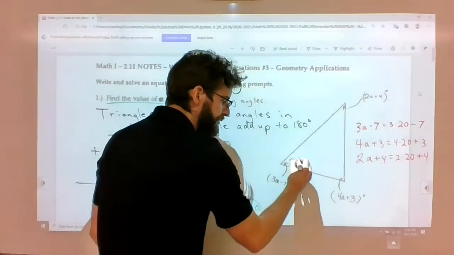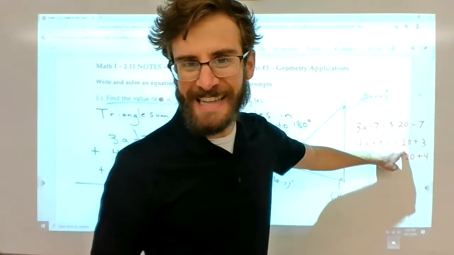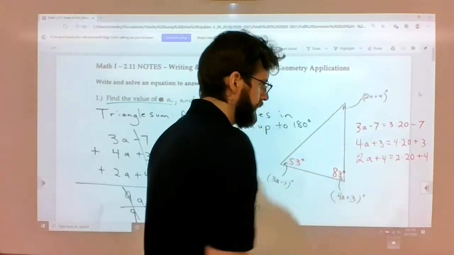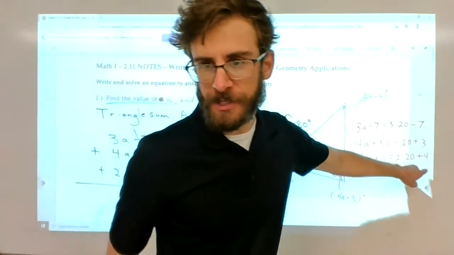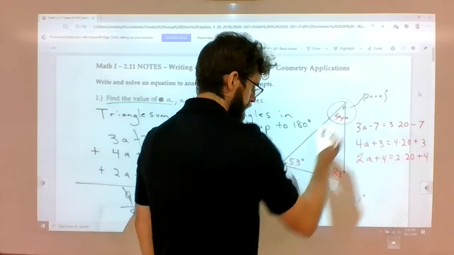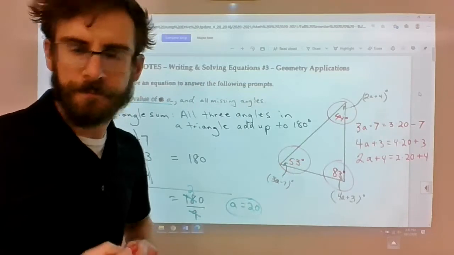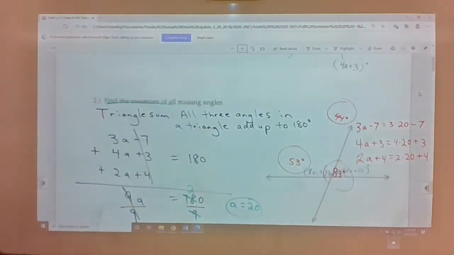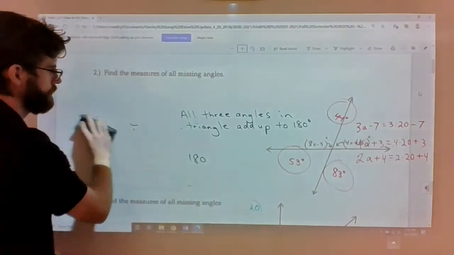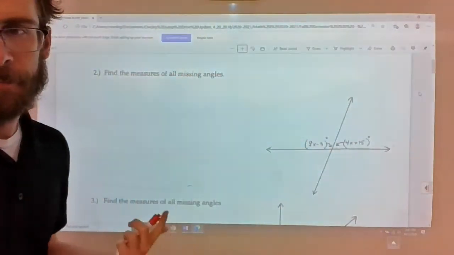So this angle right here is 53 degrees. 4 times 20 is 80. 80 plus 3 is 83 degrees. And then 2 times 20 is 40 plus 4, 44 degrees. And there you have it. There's number 1. So the triangle sum, that's a big concept.